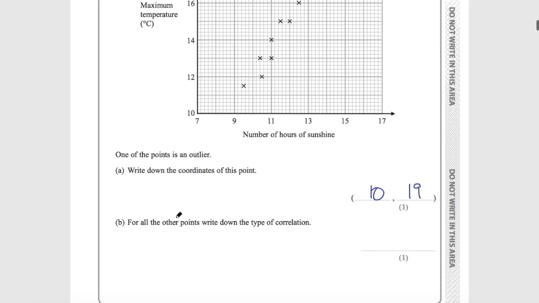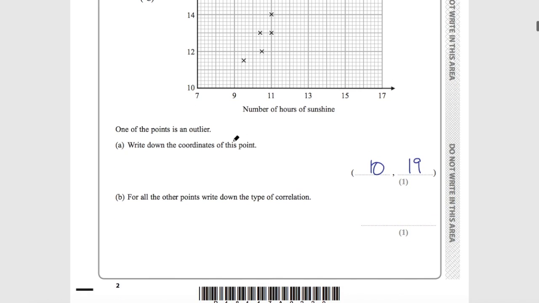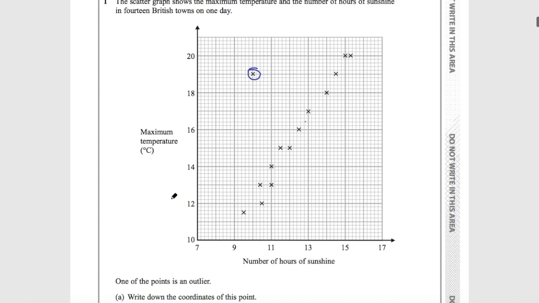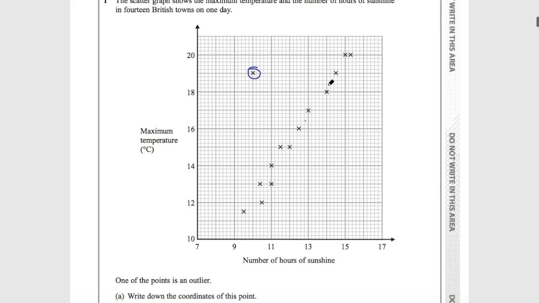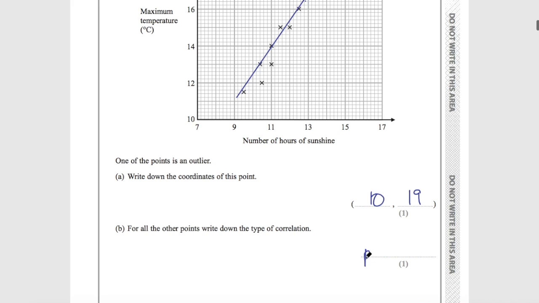Part B says, for all of the other points, write down the type of correlation. There are 3 types of correlation. You can have positive correlation, negative correlation, or no correlation. Because all of the points generally lie along a line, and the gradient of that line is positive, we say that's positive correlation.